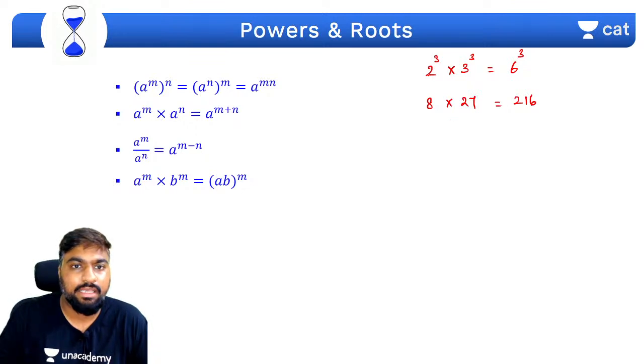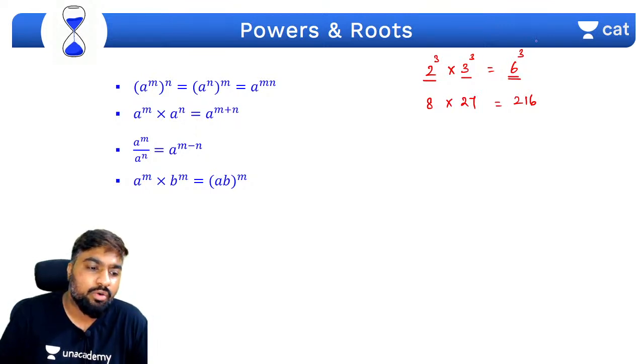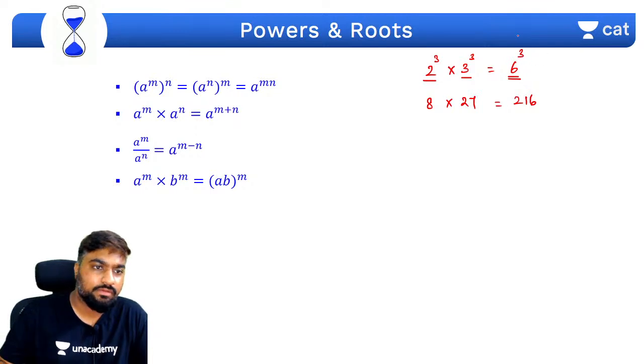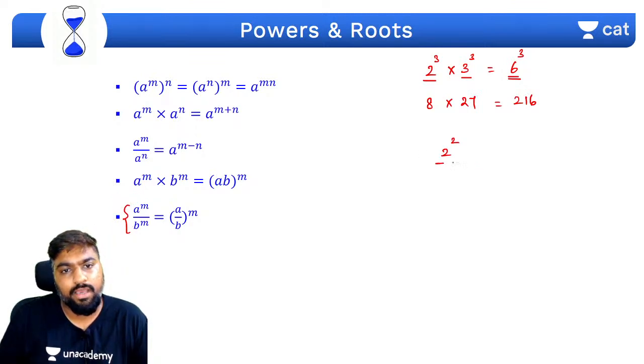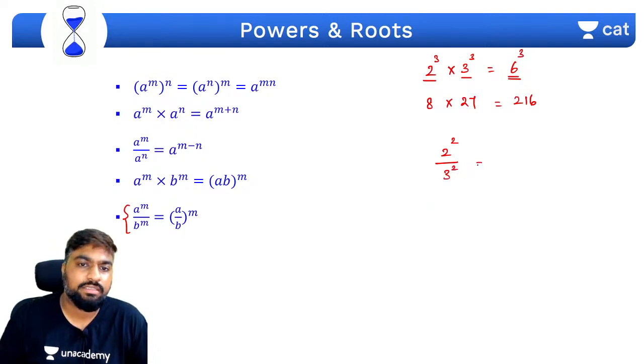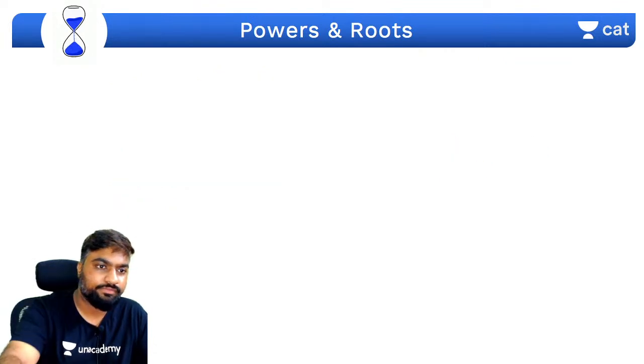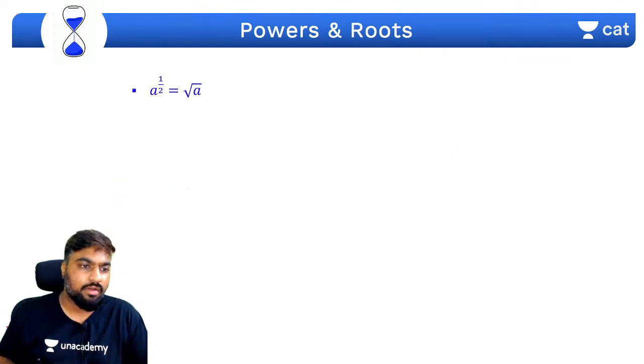So what is happening? You are writing a power m into b power m is equal to a into b whole power m. Same way with division also, it works with division also. If you have 2 square by 3 square, this is the same as 2 by 3 whole square. Cool? Now for roots, let's go to roots now.